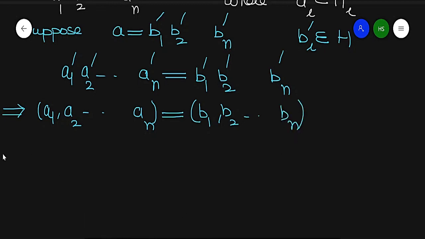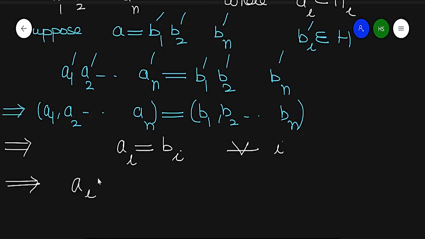Now if the n-tuples are equal, then corresponding entries are equal. So it means Ai is equal to Bi for every i. It implies that if they are equal, then Ai dash is equal to Bi dash, which proves the uniqueness.